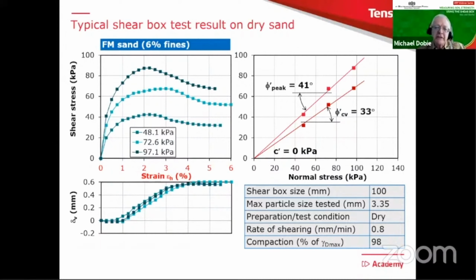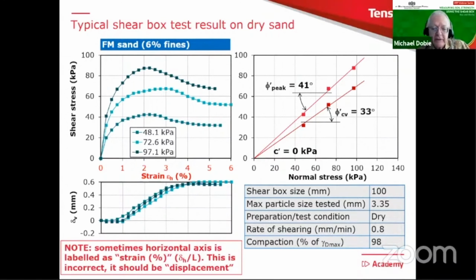Also, something you will sometimes see in shear box test reports is that the horizontal axis is quoted as strain in percent, horizontal strain. Please realize that this is incorrect. There is no strain measured in a shear box test. It's simply horizontal displacement. Sometimes it's given as relative displacement, in other words, displacement compared to the width of the shear box, but there's no point in doing that. It's far best just to look at it in displacement in millimeters or centimeters or whatever you're used to looking at.